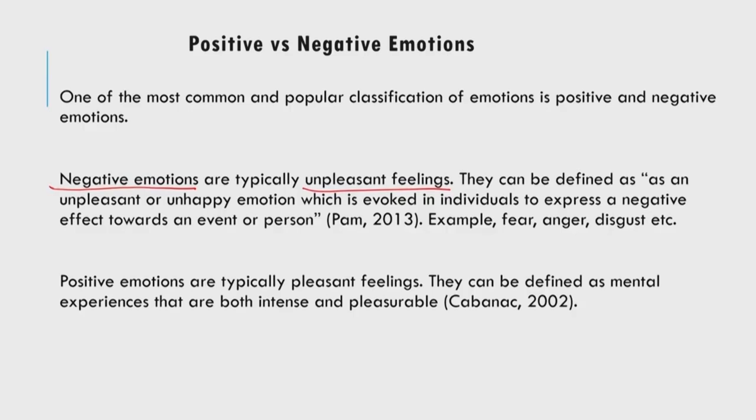So these are called negative emotions. Any negative emotions, it could be sadness, it could be disgust, it could be anger. There is an unpleasantness about it, so in that sense, these are called negative emotions. They can be defined as an unpleasant or unhappy emotion which is evoked in an individual to express a negative effect towards an event or person, and correspondingly we may show certain behavior towards the event or the person in a negative way. Examples are fear, anger, disgust, etc. So these are mostly negative emotions.